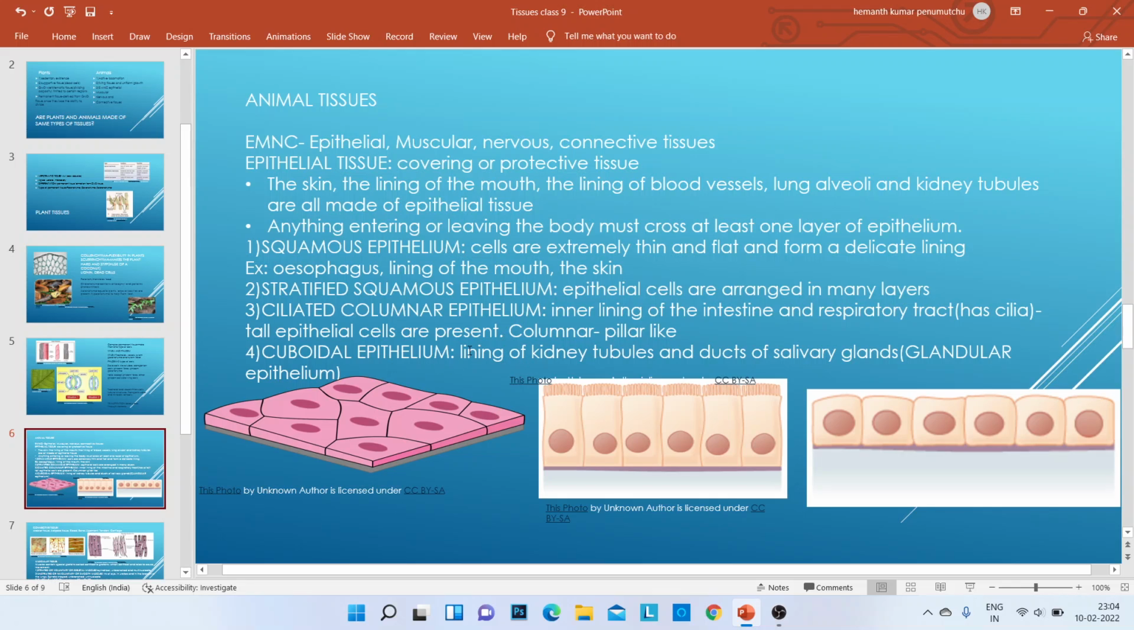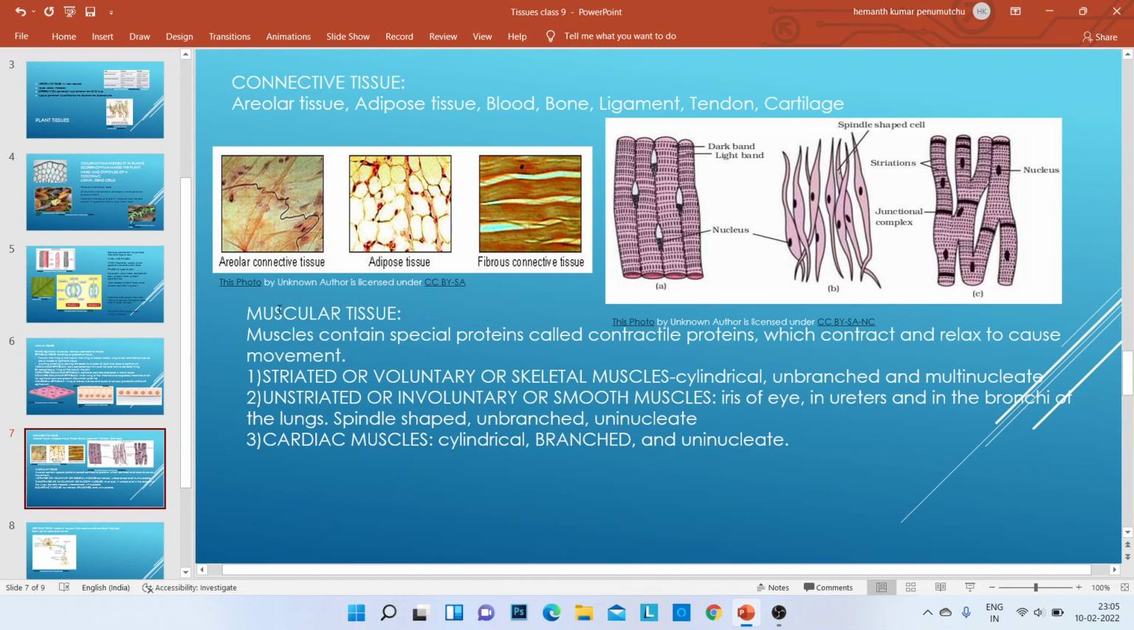This is very important. And like this, epithelial tissue is of 4 types: squamous, stratified squamous, ciliated columnar, and cuboidal epithelium. So now we can move to other types of tissues in animals. And there are many types of tissues in a human body also.